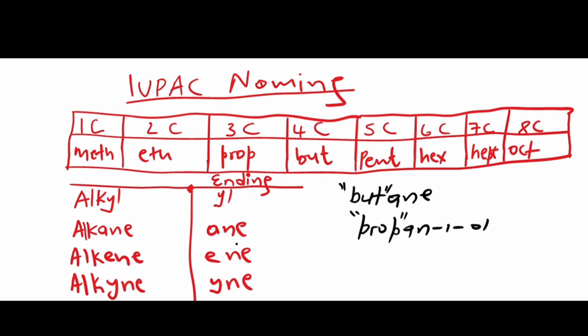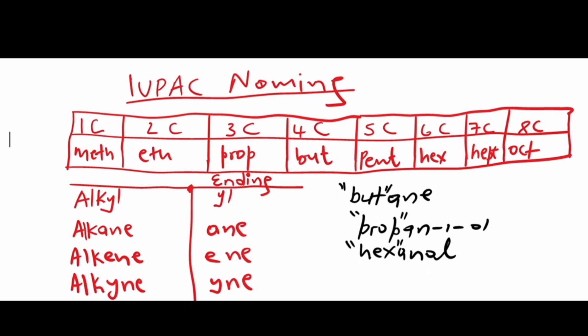So we can also have hexane or hexanal. So how many carbon atoms are there in the parent? There are 6 carbon atoms, okay?